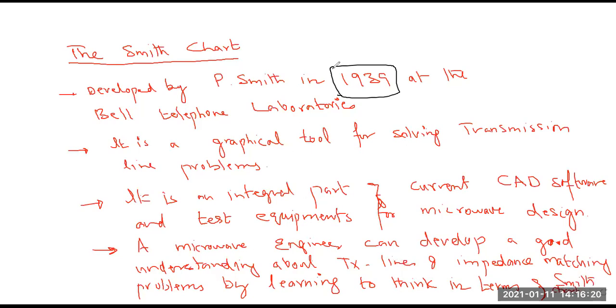As I've pointed out, it is a graphical tool. So as a microwave engineer, if you have a good understanding of the Smith chart, you will be visualizing transmission lines and impedance matching problems in terms of the Smith chart. At the back of your mind, you will be looking at any microwave transmission line or impedance matching problem in a graphical manner by visualizing the Smith chart.